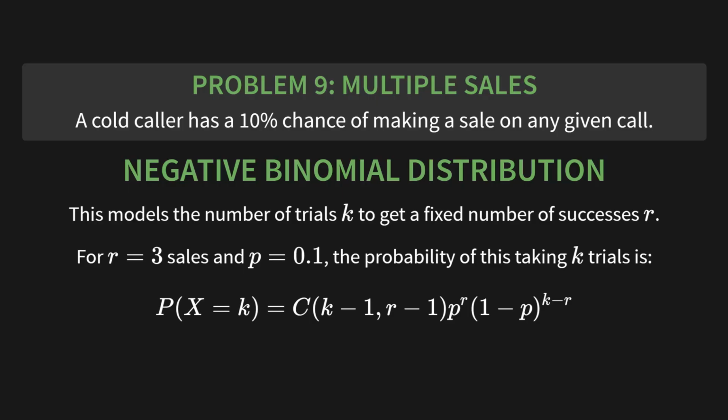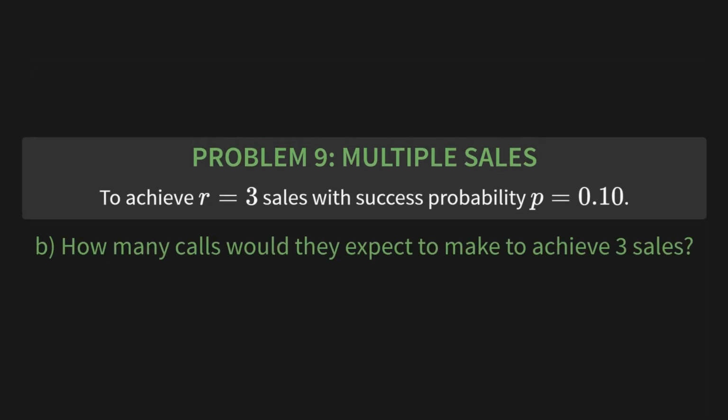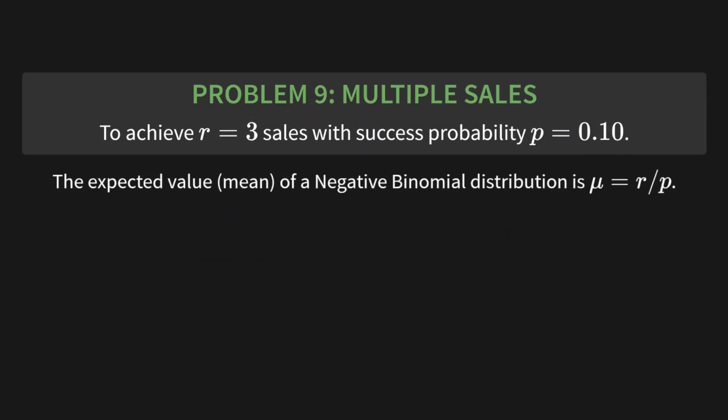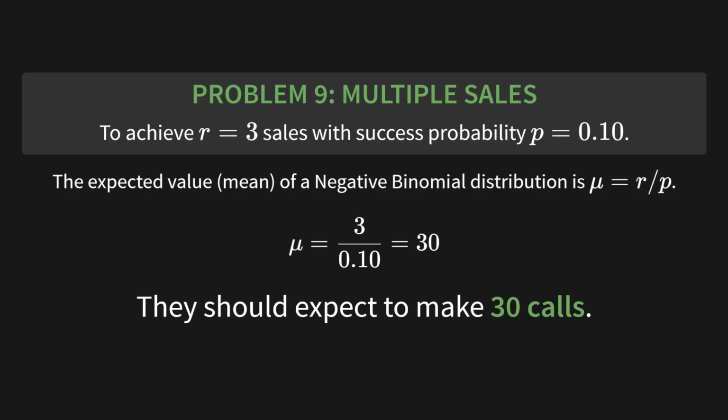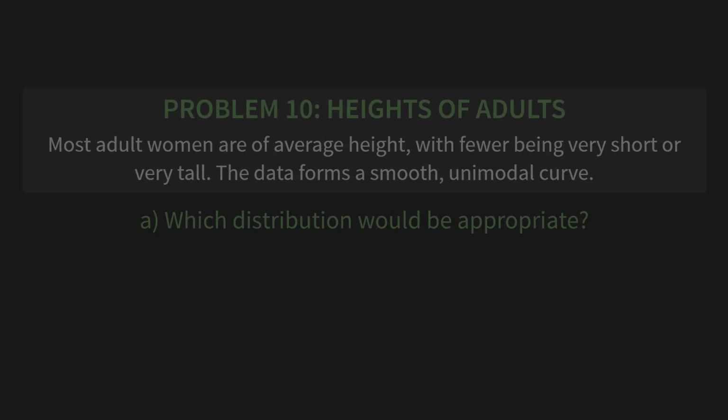So let's ask a slightly different question for part B. To achieve r equals 3 sales with that success probability of 10%, how many calls would they expect to make? This is actually much simpler than it sounds. The expected value, or the mean, of a negative binomial distribution is just mu equals r divided by p. So for us, that's 3 divided by 0.10, which equals 30. They should expect to make 30 calls to get those 3 sales. It makes perfect sense, doesn't it?